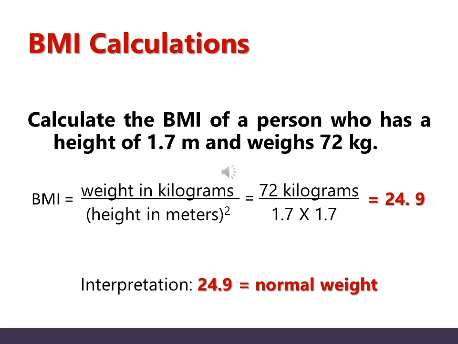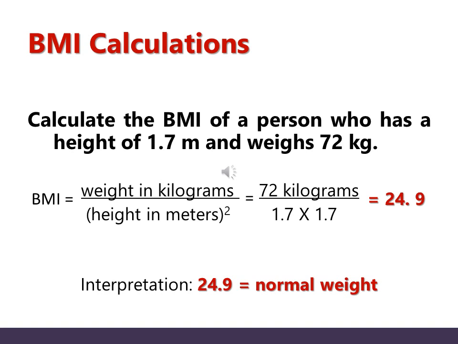Now, you need to interpret 24.9. Is it normal? Is it overweight? Or is it underweight? Going back to the interpretation, we know already that 24.9 is a normal weight because the normal BMI ranges from 18.5 to 24.9. More than 24.9, your patients can be overweight or obese.